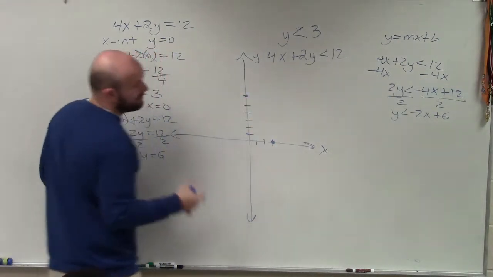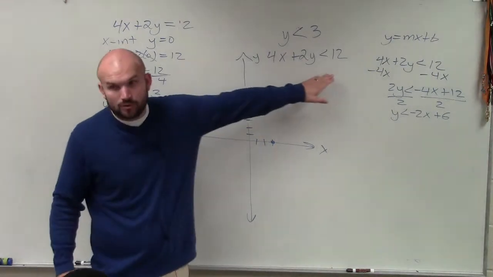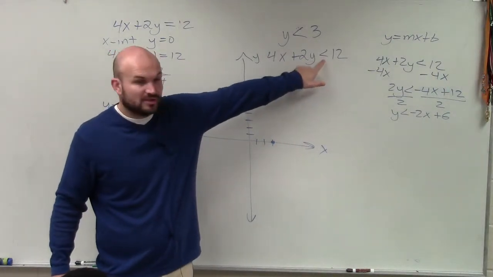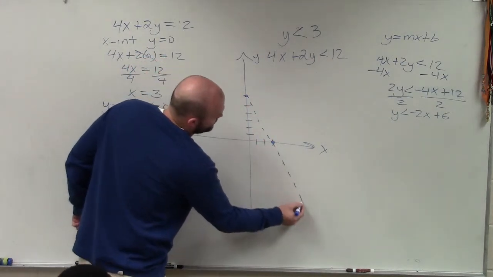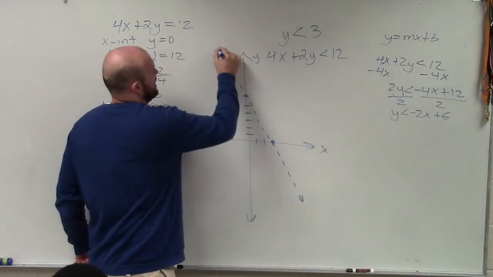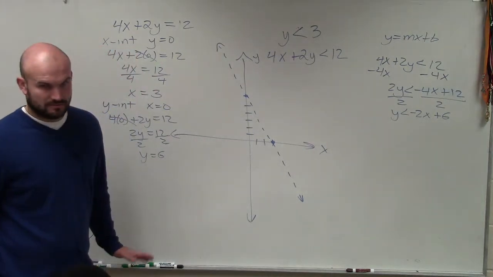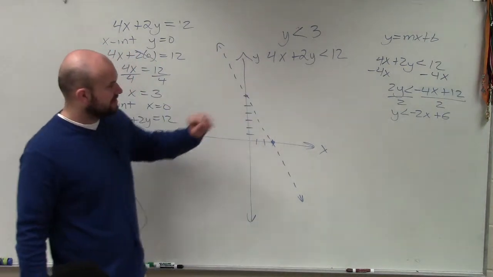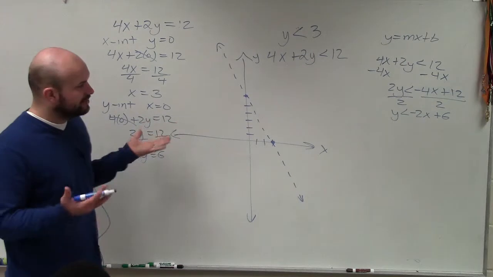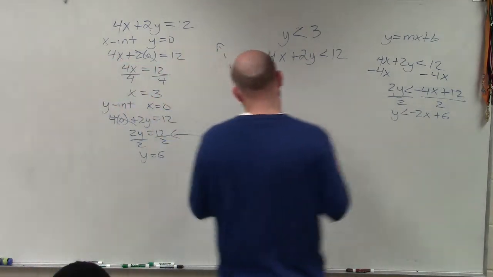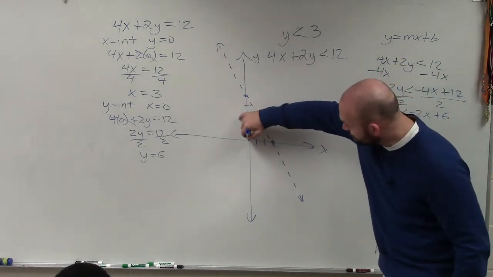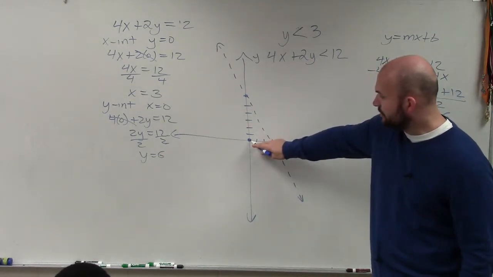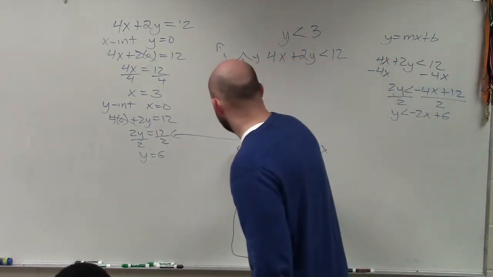Make a point. Now before I connect them, I have to look at my inequality symbol. Remember, my inequality symbol is less than. That means my line is not going to be a part of the solution, so it's going to be a dashed line. Correct? OK. Then I need to test the shading. To test the shading, we need to use a test point. And the best test point to always pick, as long as the line does not go through it, is 0, 0.